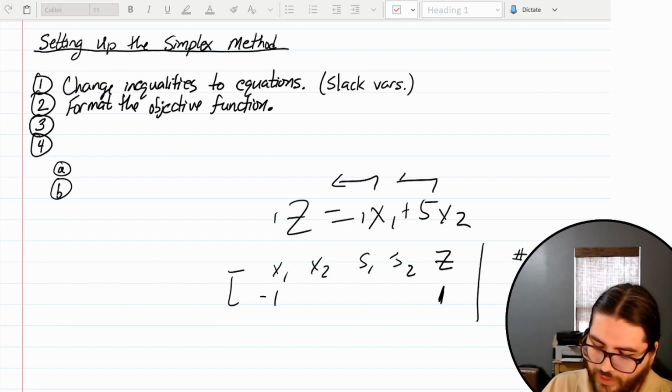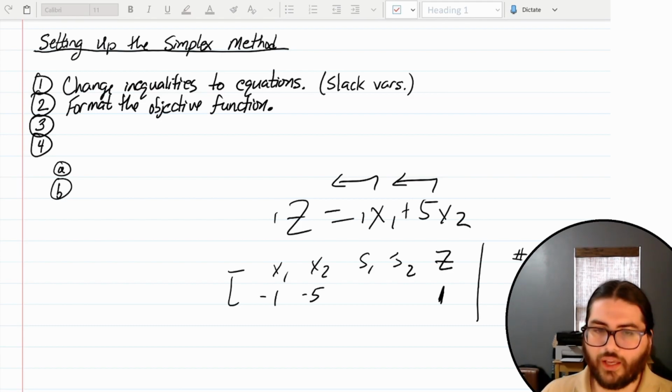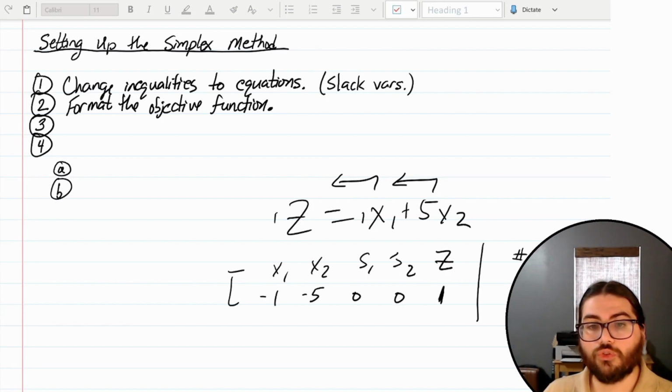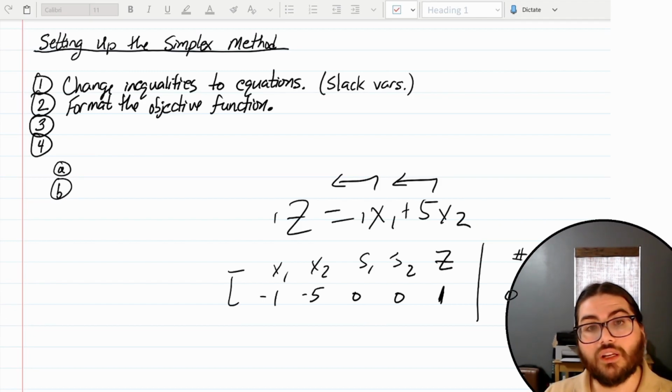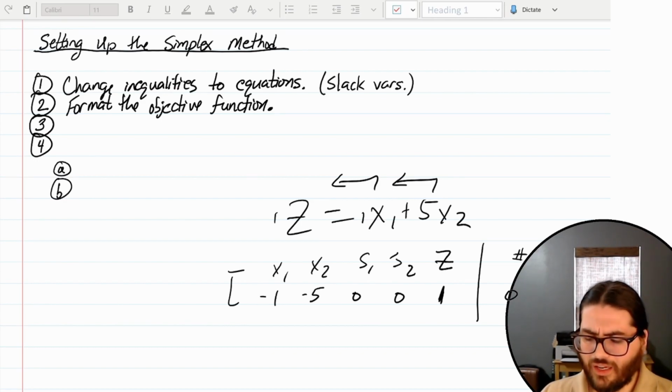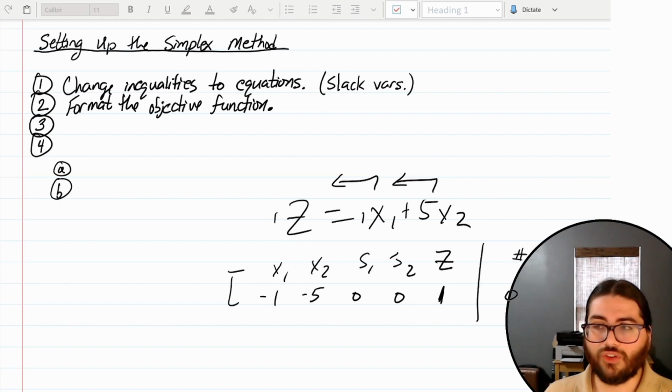I have to move this 5x2 to the left, and it would become -5x2. I wouldn't have any s1s and I wouldn't have any s2s, so I'd make them 0. And when I did all of that, it would be equal to 0 because there would be nothing left on the right side of that equal sign. And so what you'll see is that's step 2, which is basically format the objective function.